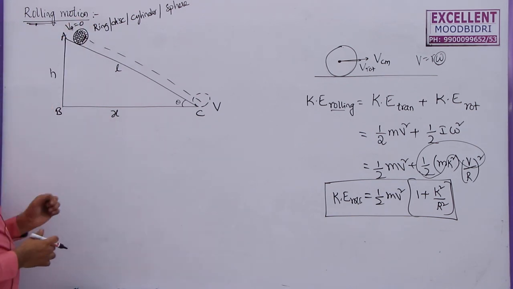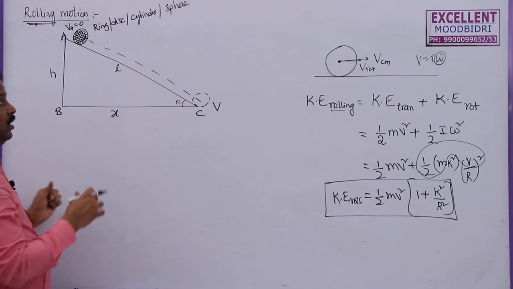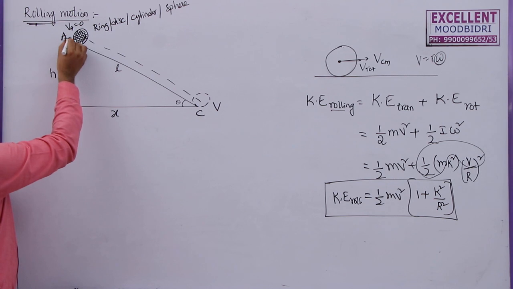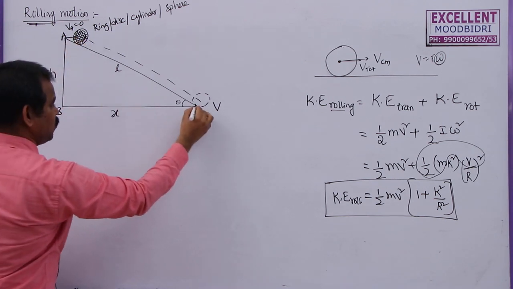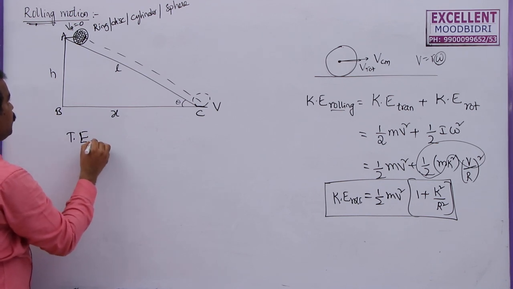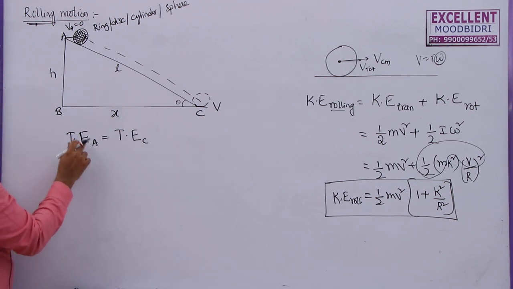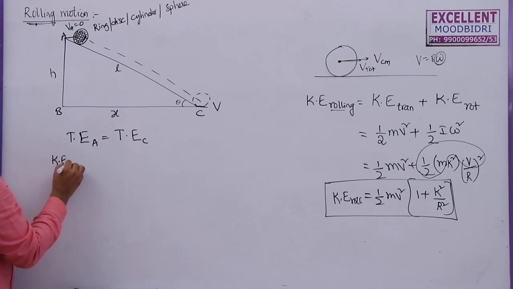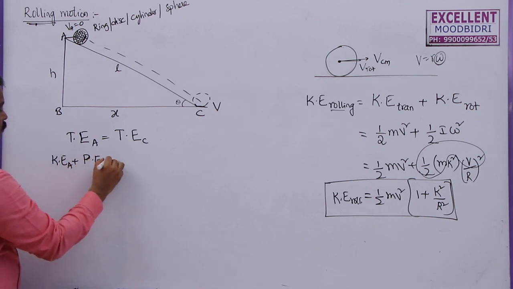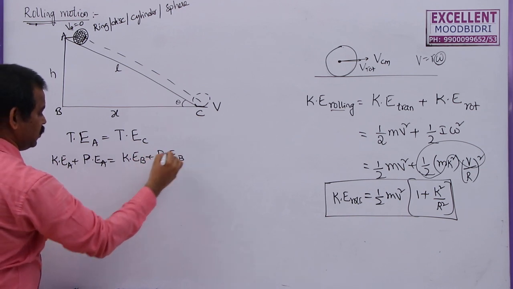Now, we know that the energy of this body never changes, it remains constant, but some part of its energy may be converted into another form of energy. The total energy of this body at A must be equal to the total energy of this body at C. So what is the total energy of this body? That is kinetic energy at A plus potential energy at A, equal to kinetic energy at C plus potential energy at C.